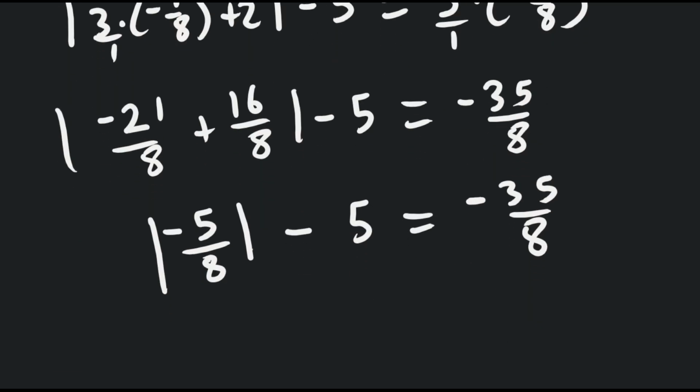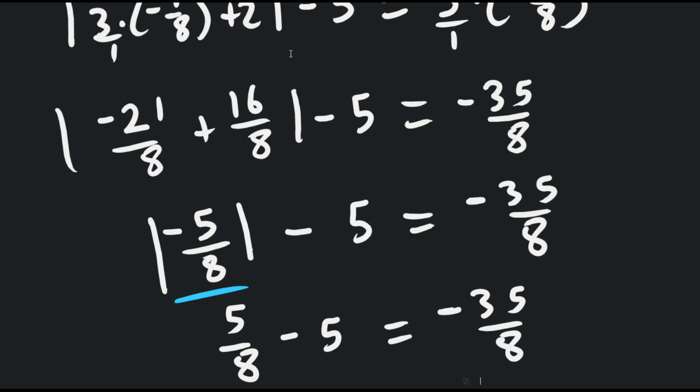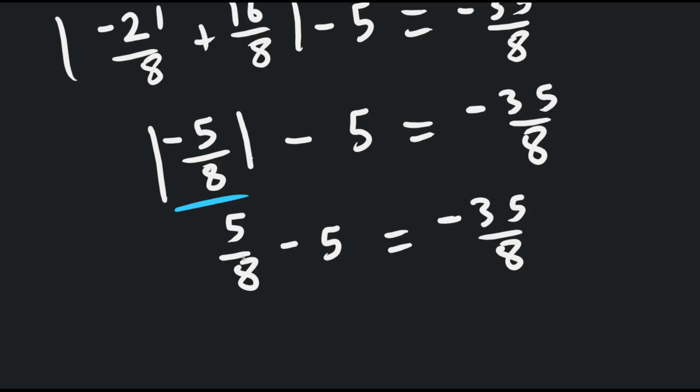And what's the absolute value of negative 5 over 8? That's positive 5 over 8. So minus 5 equals negative 35 over 8. And again, to subtract these two fractions, 5 over 8 minus 5 over 1, the least common denominator is 8, so we'll multiply the top and bottom by 8. What's 5 times 8? That's 40, and 1 times 8 is 8, so 40 over 8 is the same as 5.